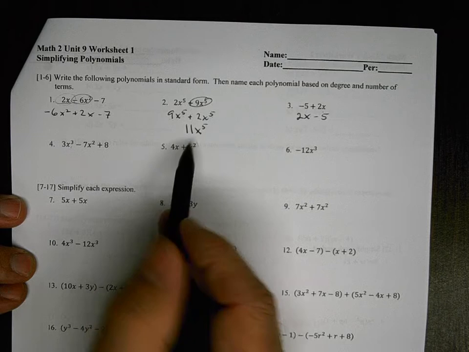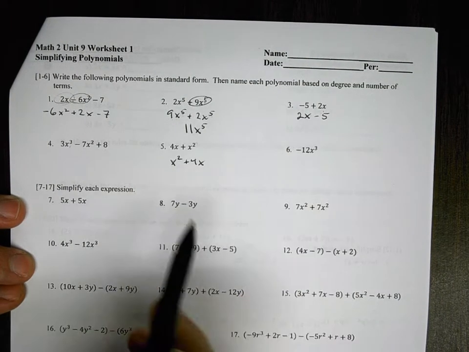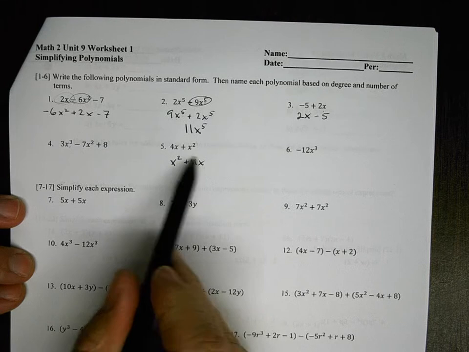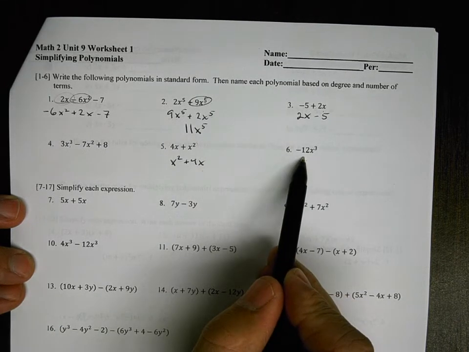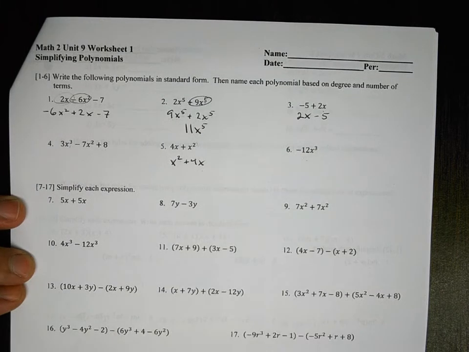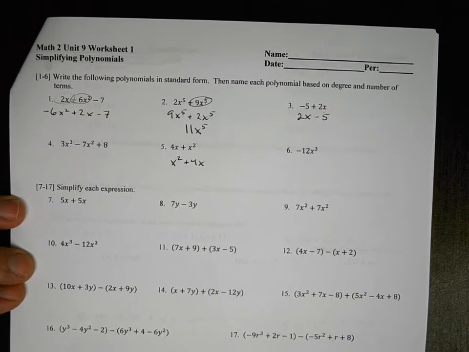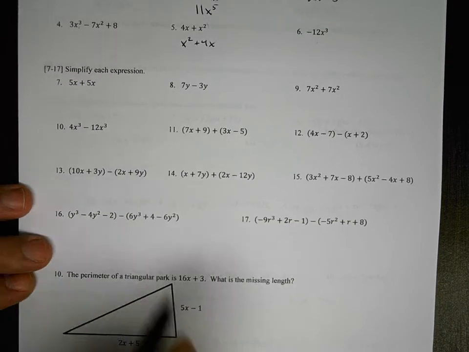I need this guy out front, so I'm going to put x squared out front plus 4x. This is a 2nd degree binomial. All right, this is a monomial, and it is a 3rd degree monomial. Moving on. 7 through 17, simplify each expression.